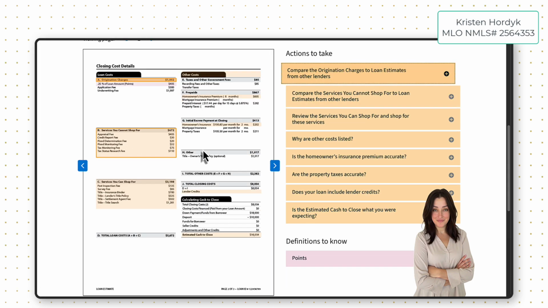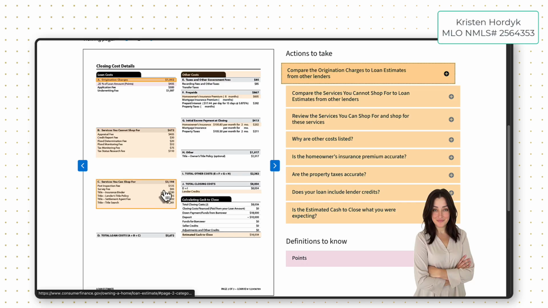Services you can shop for. Section C includes title and settlement services. These fees come primarily from the title company. While your loan officer doesn't control title pricing, a thorough loan officer like myself works closely with title and escrow to provide realistic estimates and not just placeholders. What I mean by that is I contact title in the very beginning and we get a fee worksheet that we go ahead and enter on the loan estimate, making it more reliable.